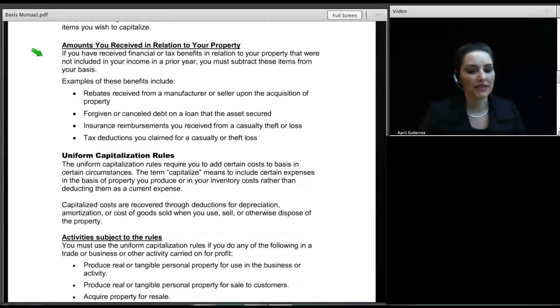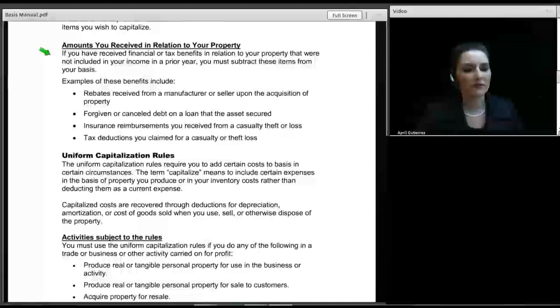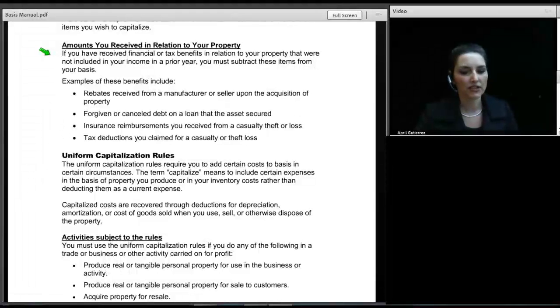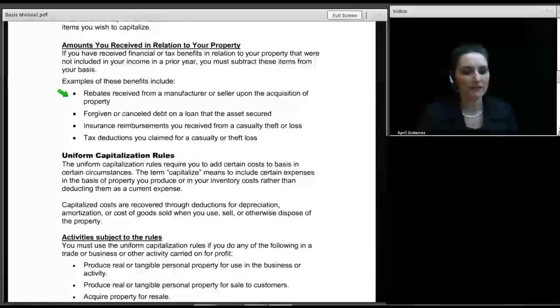Now, amounts you received in relation to your property is the next item we're looking at. If you have received financial or tax benefits in relation to your property that were not included in your income in a prior year, you must subtract these items from your basis. Examples of these benefits include a rebate received from a manufacturer or seller upon the acquisition of property.